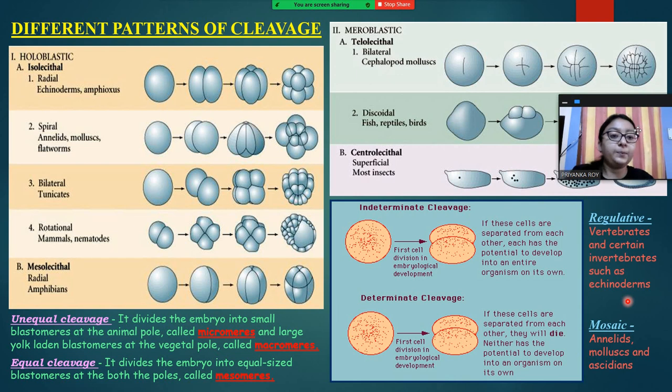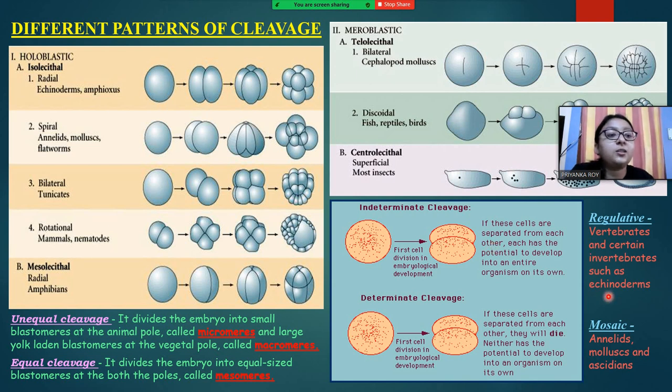Next, two other types of cleavage: indeterminate cleavage and determinate cleavage. So if the cells are separated from each other, then each cell has the potential, like each daughter cell can give rise to an entire organism on its own. So this kind of cleavage is seen in case where the regulative development is there. I have already discussed what is regulative development and what is mosaic development. So in this case, even if some cells are missing, each cell has the capability to give rise to an entire organism.